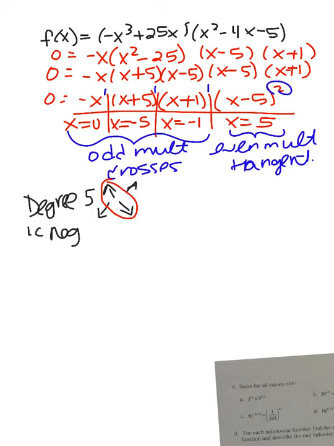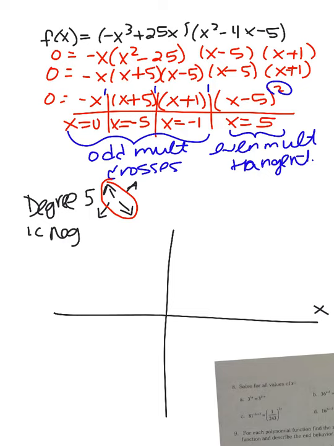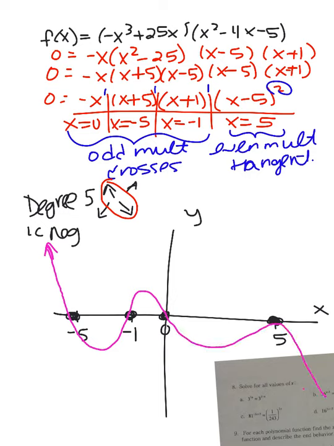Okay, so let's draw a graph. All right, so I have 0, negative 5, positive 5, and negative 1. We have positive 5 as the only one that's going to be tangent. That means everything over here on the left is going to be crossing. It's going to be up in the left quadrant, down in the right quadrant. So it's going to come down, cross at negative 5, cross at negative 1, cross at 0, tangent at 5, and then go back down like that.